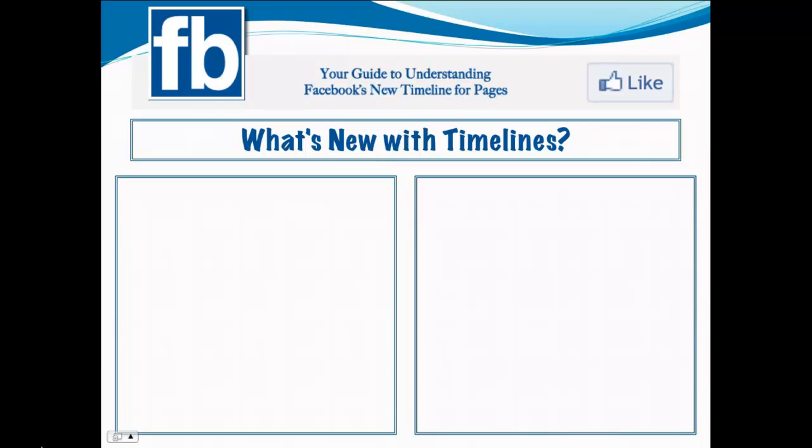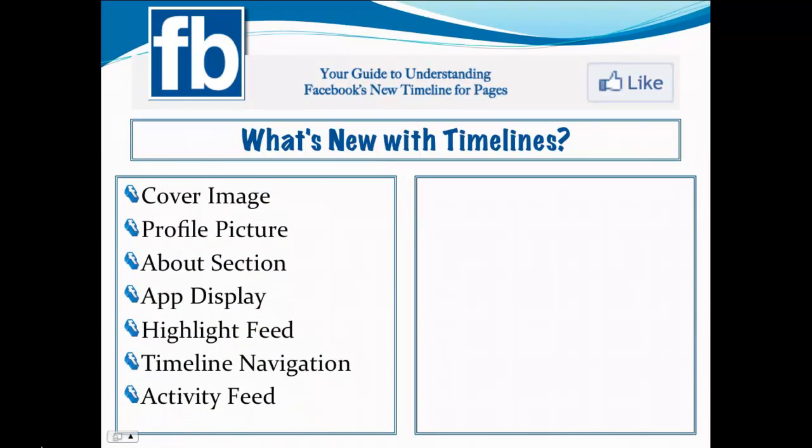So what exactly is new with the new timelines? Well, there is a fair amount. As we stated earlier, the cover image is a huge image that is placed on your page, and it stretches across the entire top of the page. And then the profile picture, which used to be fairly long and skinny down the left-hand side of your pages, is now a square. And the About section is a little more visible now. There is an app display, and this is basically your tabs displayed in a more prevalent place underneath the cover image, and you're able to see a lot more of them rather than just a little link. You have a highlight feed, which allows users to choose how they want to interact with your page.